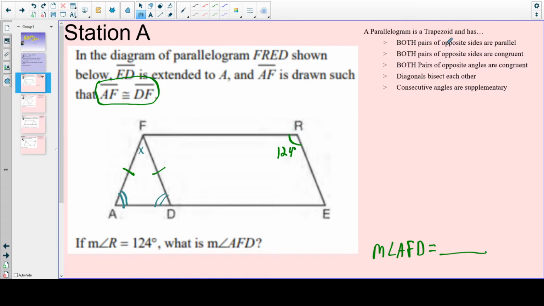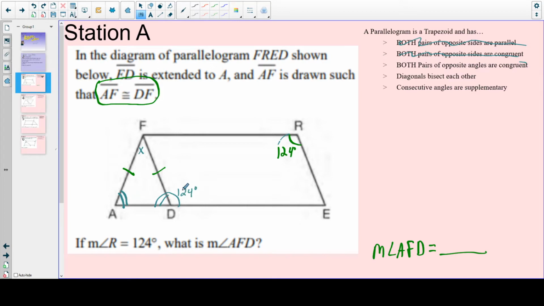So this is an angle, so I'm not going to talk about opposite sides being parallel. That kind of helps, but not really in this case. Both pairs of opposite sides are congruent. I don't care about sides. Both pairs of opposite angles are congruent. That's important because the opposite angle of angle R is this angle right here. So if this is 124 degrees, then this is 124 degrees.